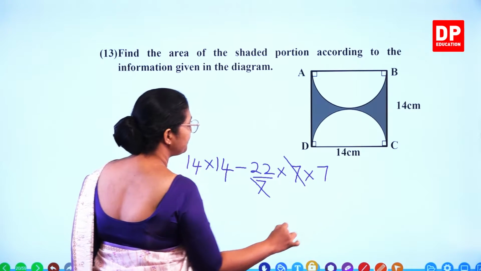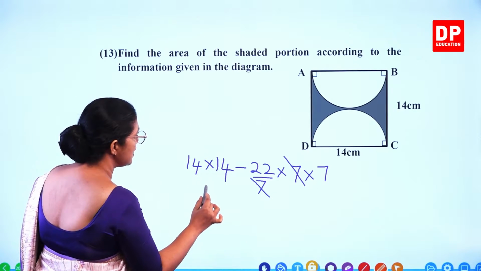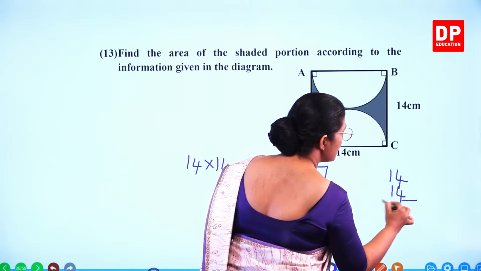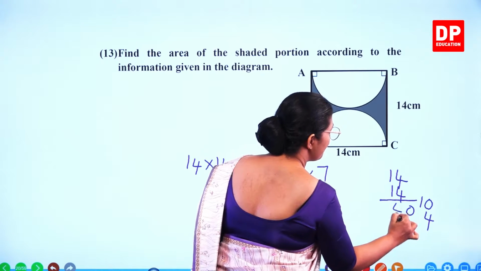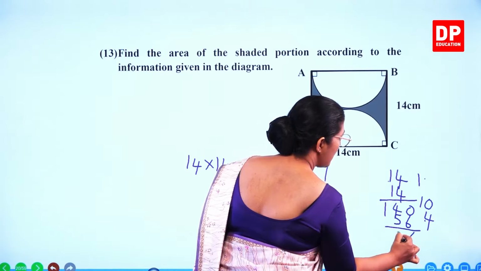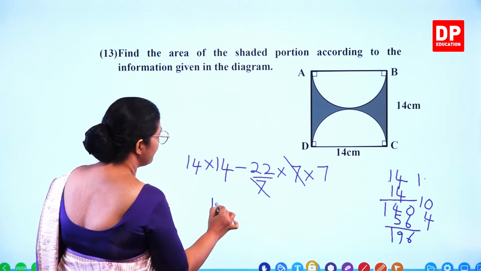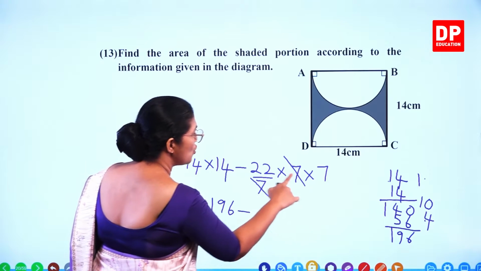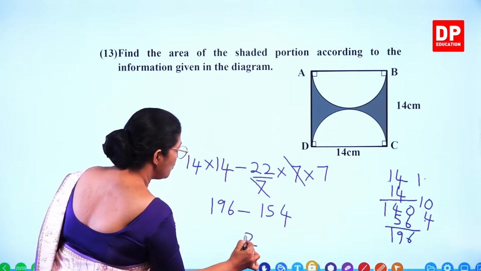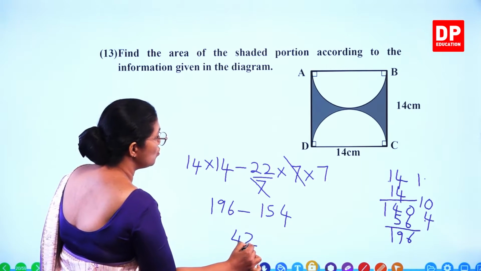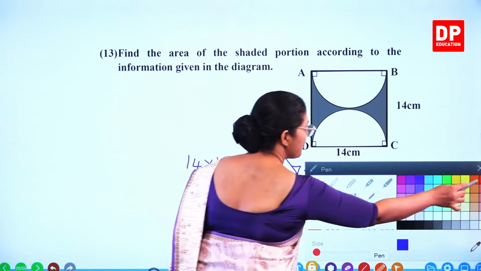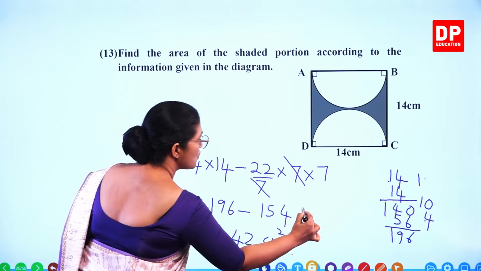Now simplify. What is 14 times 14? 196. Let's do the multiplication if you can't remember. 4 times 4, 16. 4 times 1, 4 plus 1, 5. You get 196. Then 22 times 7, 154. When you subtract, you get 42 square centimeters is the shaded area. So you get 2 marks for that.